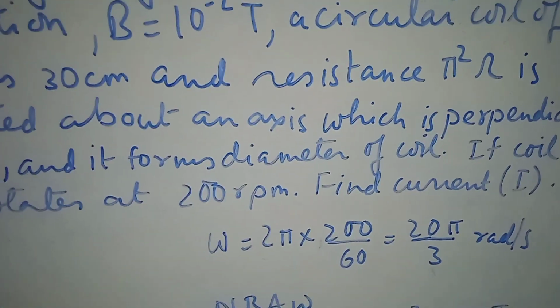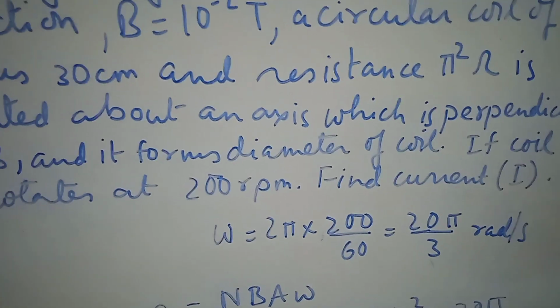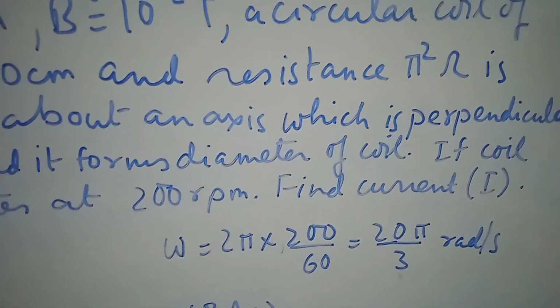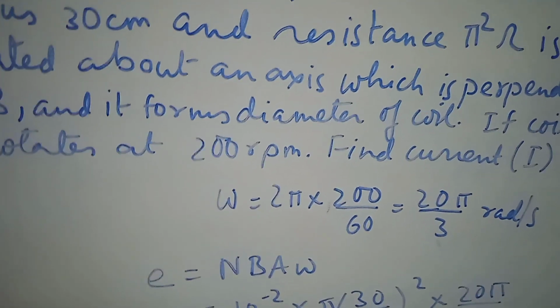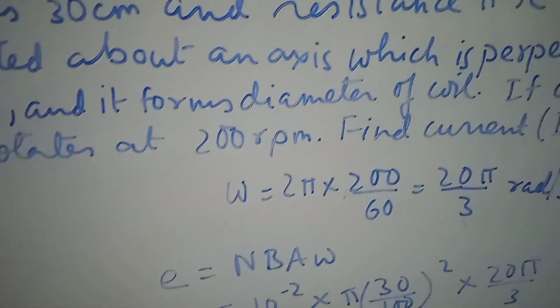So omega again comes 2 pi into n, that is 2 pi into 200 by 60. So it is coming 20 pi by 3 radian per second. E equal to NBA into omega. As you know, in an AC generator, E equals NBA into omega.